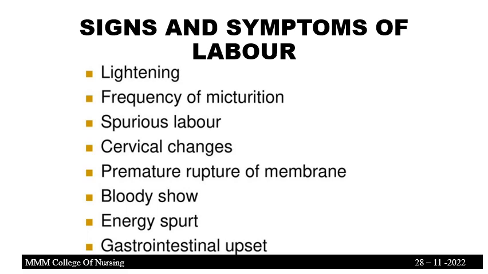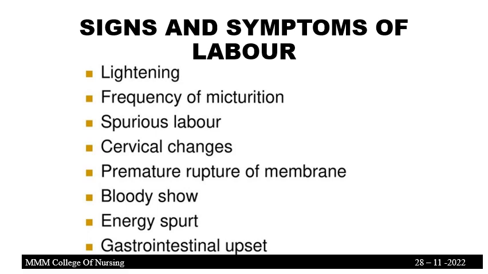And next, the frequency of micturition. Because the head of the baby is pressing onto the bladder, the mother will have frequency of micturition. Next is spurious labor. Spurious labor means false labor, in other words. The mother will have painful, very painful uterine contractions, similar to labor, but there will not be any cervical dilatation and effacement. That is called spurious labor or false labor, which may arise before the true onset of contraction. So that is also one of the signs.